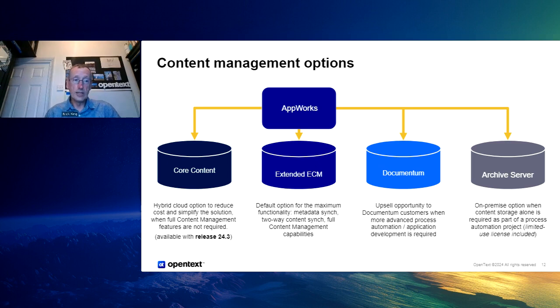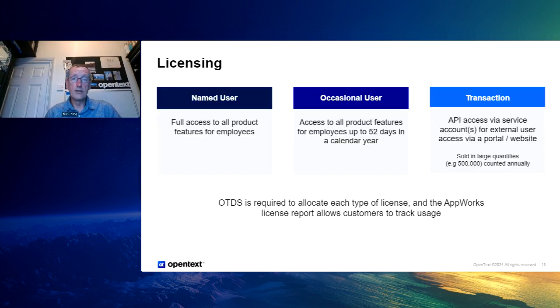So in terms of licensing, it aligns with our other license models for Extended ECM. We have a named user license, which is full access to all product features for employees of the organization purchasing it. The occasional user has access to all the product features for 52 days in a calendar year, so once a week access for a manager, for example, who might log on just to review or approve a document. And then we have a transaction license, which is for API access via a service account for external users.